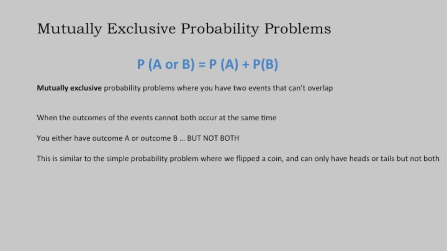So I'll give you an example of a mutually exclusive probability problem. Imagine that you have a chance to win $100 if you roll a single die and get either a 1 or a 6. So event A is the probability that you will roll a 1, and event B is the probability that you will roll a 6. We also have the complement, which represents all other outcomes that are not A or B, which is the probability that you roll a 2, 3, 4, or 5.